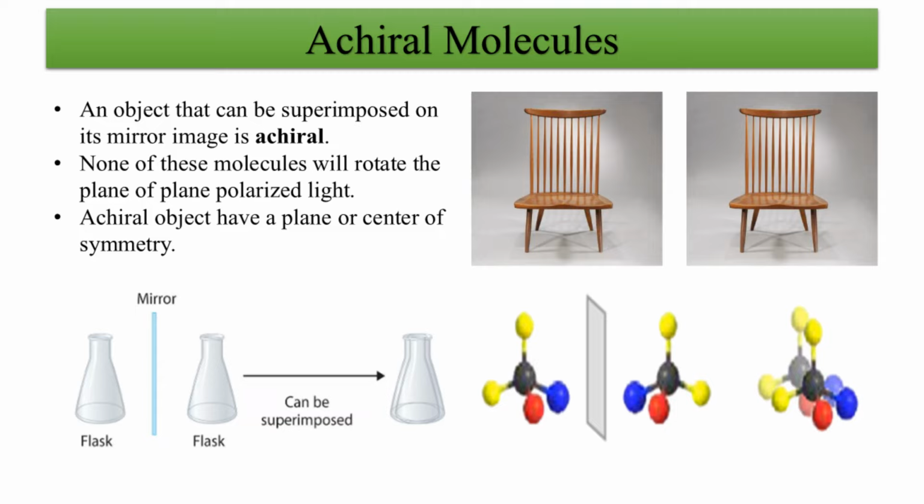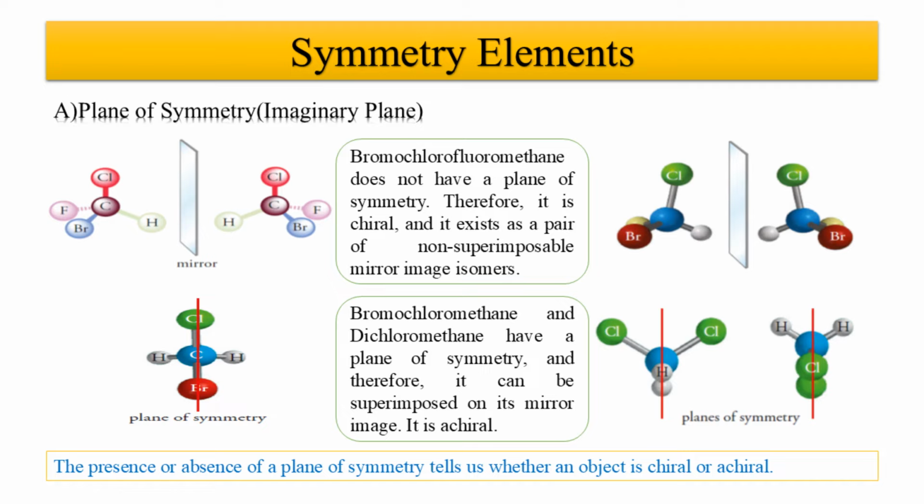Achiral molecules can be superimposed on their mirror images and do not rotate plane polarized light. They have a plane or center of symmetry. The presence or absence of a plane of symmetry determines if an object is chiral or achiral. Chiral objects lack a plane of symmetry, while achiral objects have one.